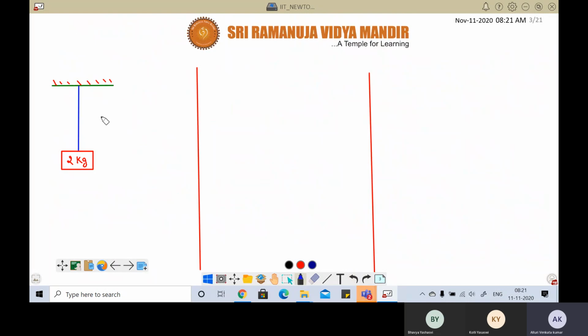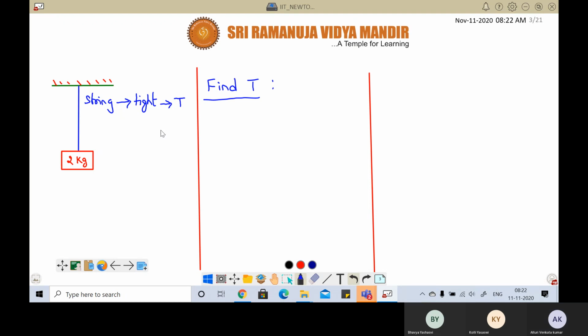For example, let us say here there is a ceiling and then there is a string. This is a string, connected to a block of mass 2 kg. Now is this string loose or tight? Tight, sir. Okay, Yashasvi, tight. When the string is tight, what will happen? There will be tension.